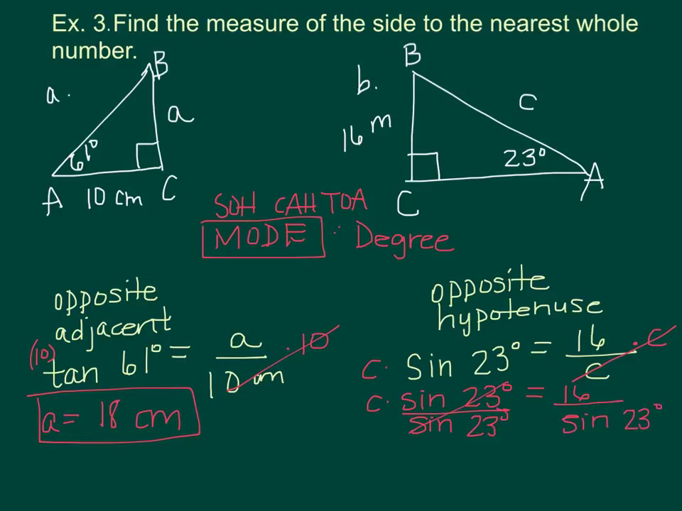So in your calculator, you're going to do 16 divided by sine 23. And rounding to the whole number, you should get 41 meters.